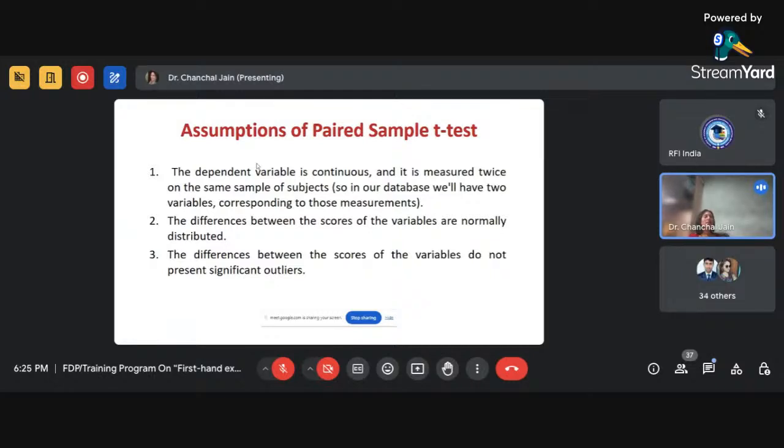So whatever two scores you have collected, whatever data you collected twice, you need to take the difference of that, and for the difference you need to check the normality assumption. Lastly, the differences between the scores of the variables do not have any outliers. So you need to check whether the difference has an outlier or not, right?